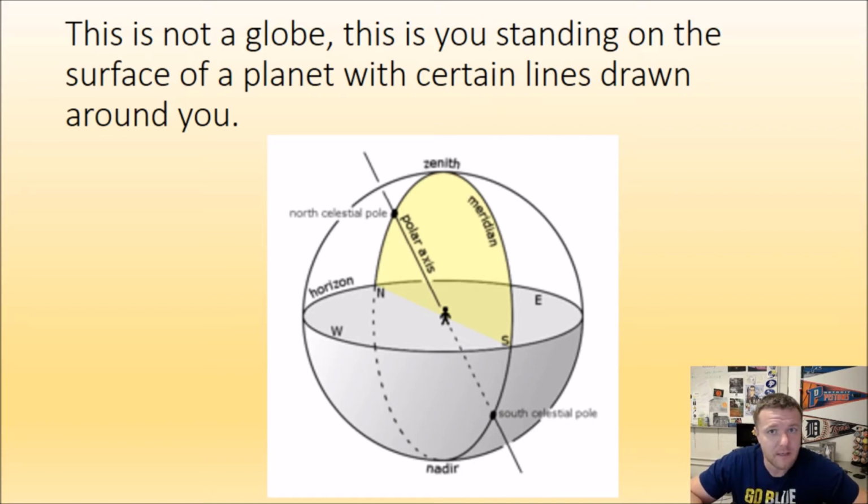Above your head is called the zenith, below your feet is called the nadir. You have our polar axis. Remember, the Earth is spinning, but it is tilted in its spin, which is why this axis is tilted. And then we have our horizon. The horizon is straight ahead. This is where the sky meets the ground. And if you're just standing on perfectly flat Earth, the horizon is directly in front of you.